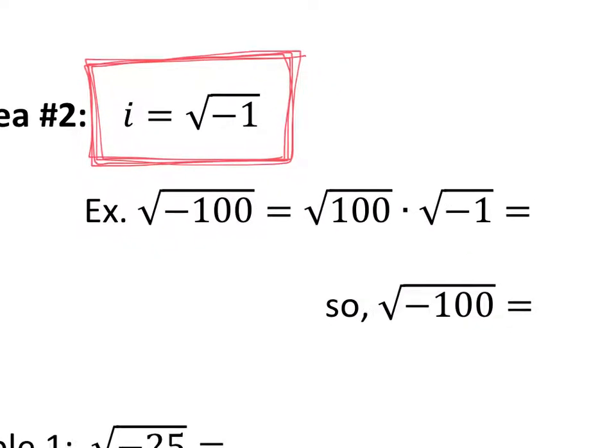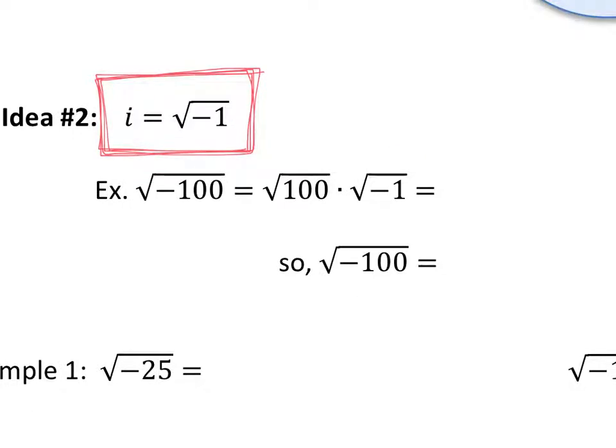And we can use that to help us take the square root of negative numbers, like the square root of negative 100. We can break negative 100 down into 100 times negative 1. We can do that with square roots, break them into 2 pieces. Well, what's the square root of 100? 10. And then what do we say the square root of negative 1 is? i. So our answer is 10i.